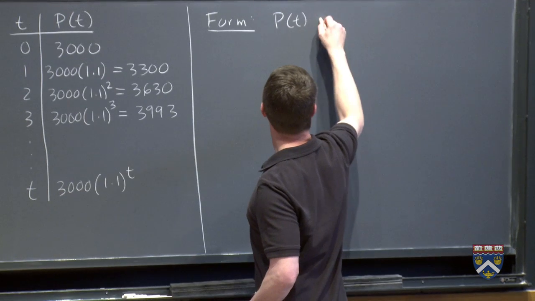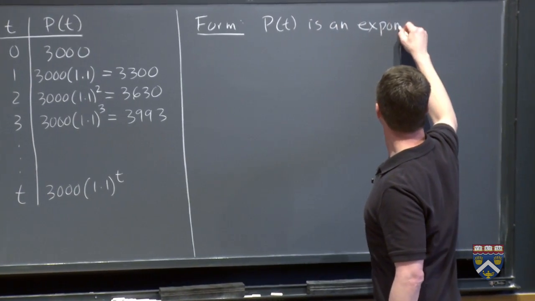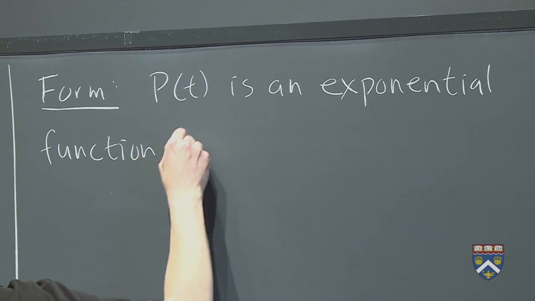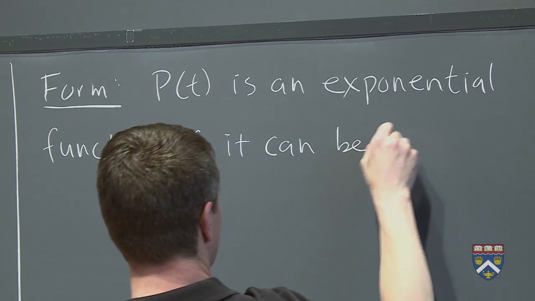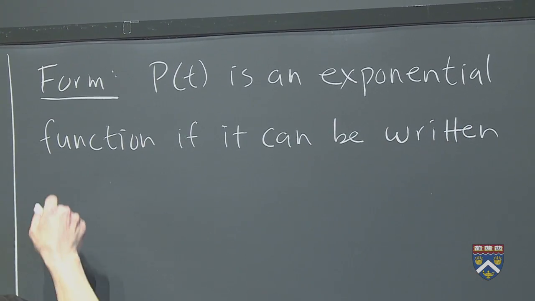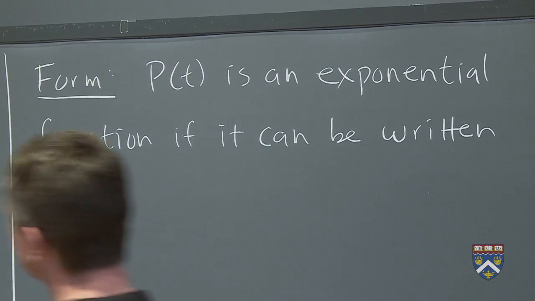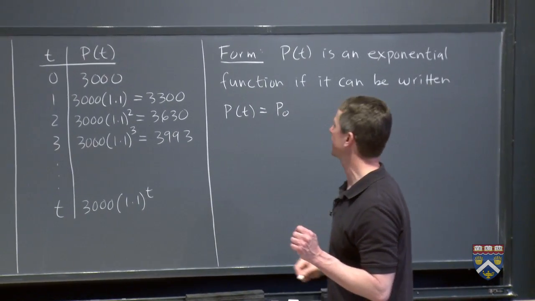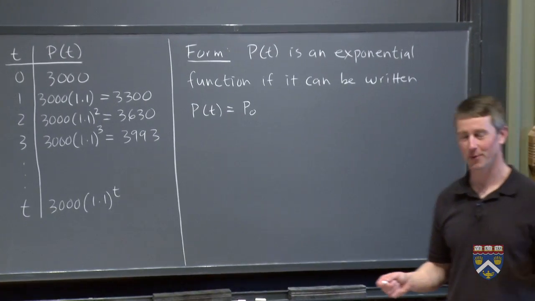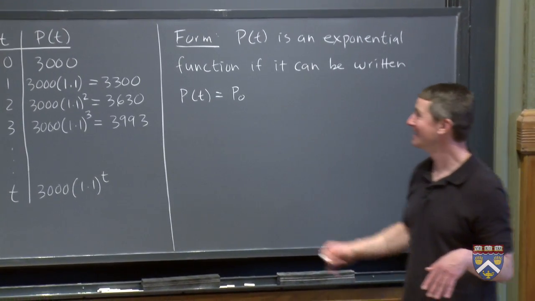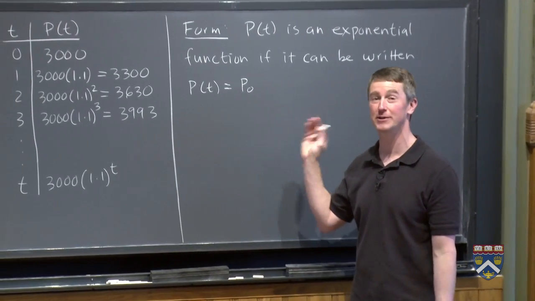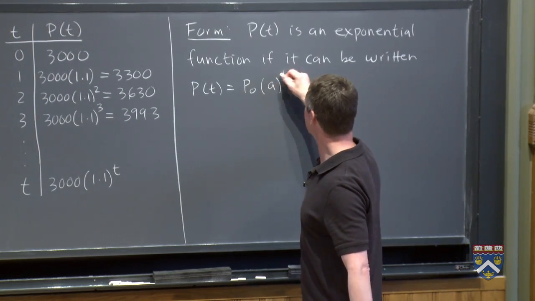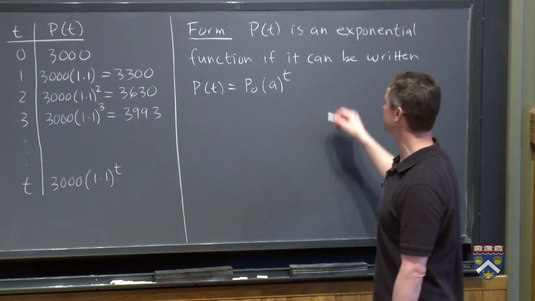So p of t is an exponential function if it can be written just as we just did. So the notation that our book uses is, for this value at the start here, they call that p with a subscript 0. And again, mathematicians don't want to use two syllables if they can avoid it, if they can get away with using one. So I will probably often call this p naught. Naught is another word that means none, so p sub 0 or p naught times a to the t. And remember, the variable is the t.